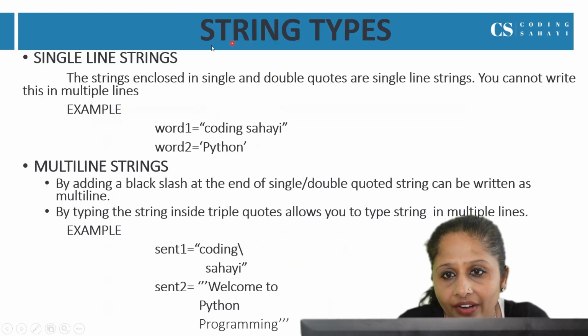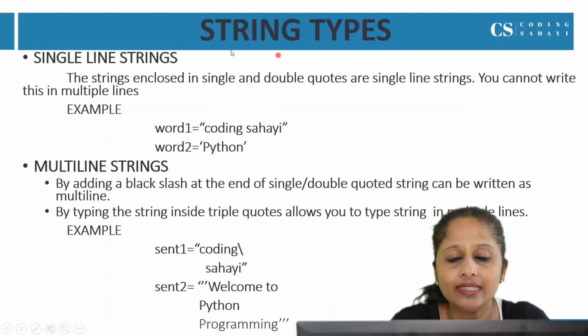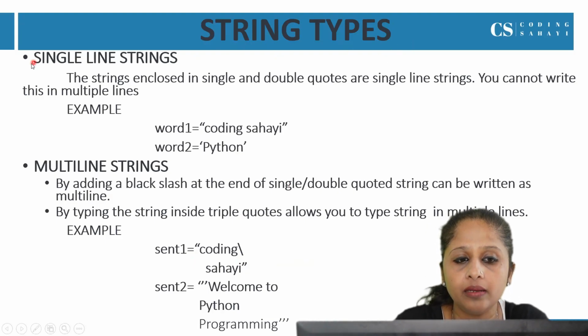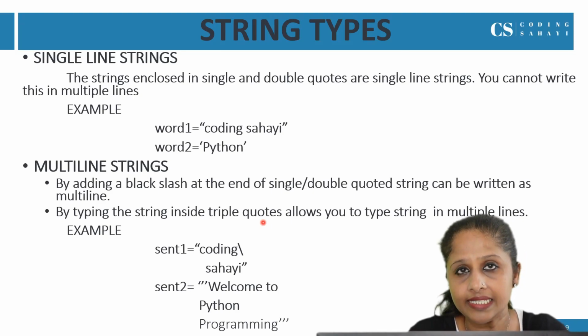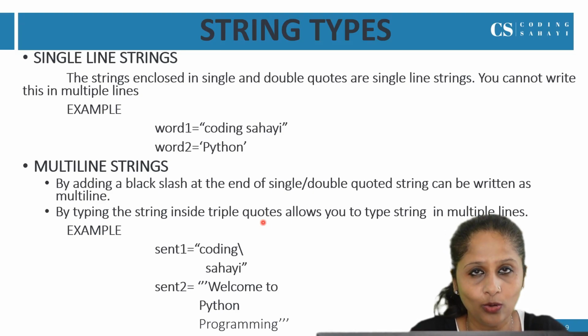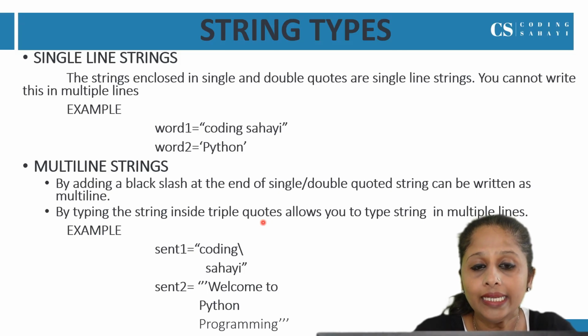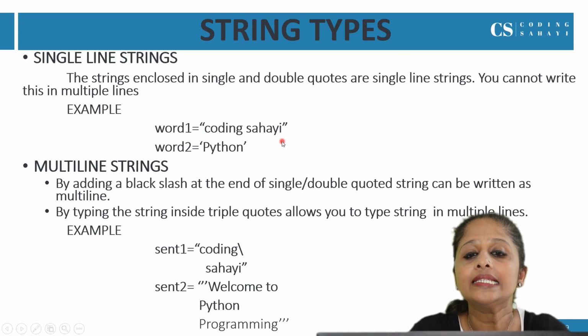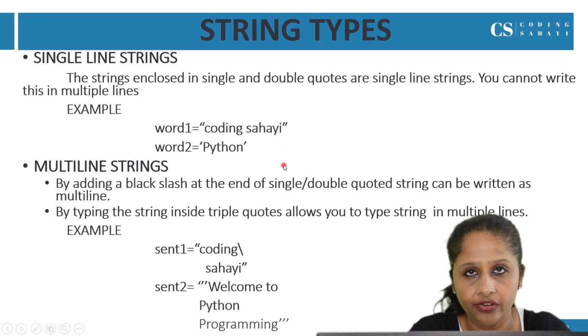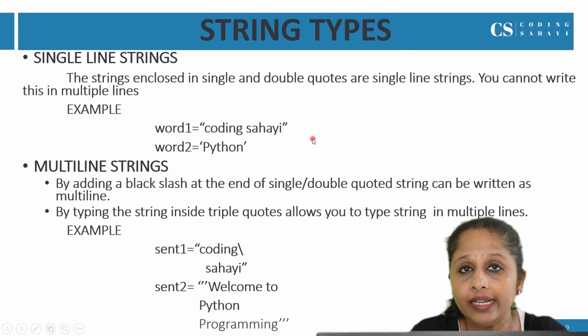Now let's see the string types, that is string literals. There are two types of string literals: single line strings and multi-line strings. We have already seen that we can write the string literals inside single quotes, double quotes or triple quotes. So the literals we are writing inside single quotes or double quotes must be single line strings. You have to write this in a single line. You cannot write it as two lines.